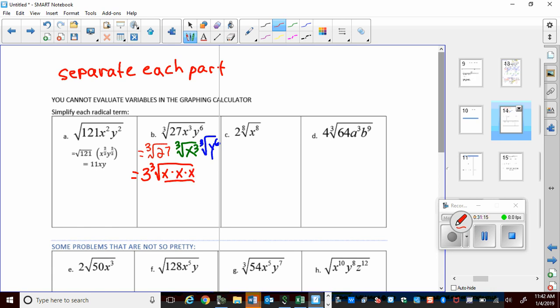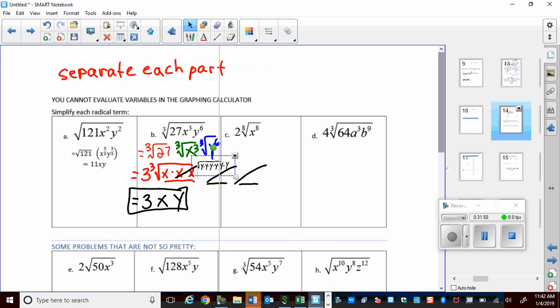Well, count the number of pairs there. I mean, triplets. Your index is a triple, and you have one triple. And then we have the cube root of y times y times y times y times y times y. Count the number of triples. I have 1 and I have 2. So what happens? This becomes 3. The x comes out. The radical completely goes away for that. Then I have 2 triples of y. Final answer is this.